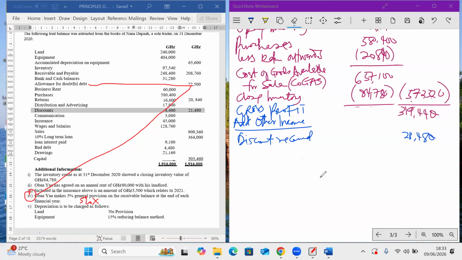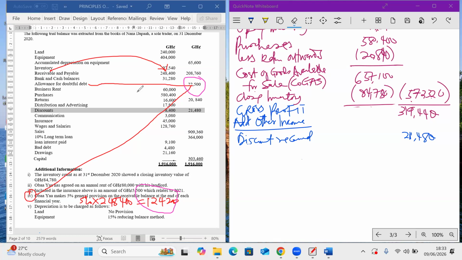The receivables figure is 248,400. So 5% of 248,400. What do we have? 12,420. So we are comparing these two figures. You do it on a question paper.